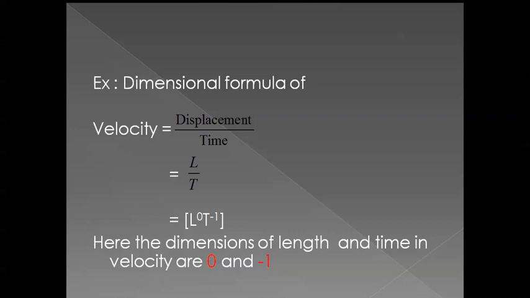So what it indicates is that velocity depends on length and velocity depends on time. How does it depend? L power plus 1 means the velocity is directly proportional to length. T power minus 1 indicates that velocity is inversely proportional to time. Here these powers, L power 1 and T power minus 1, are the dimensions, and the whole expression is called the dimensional formula.